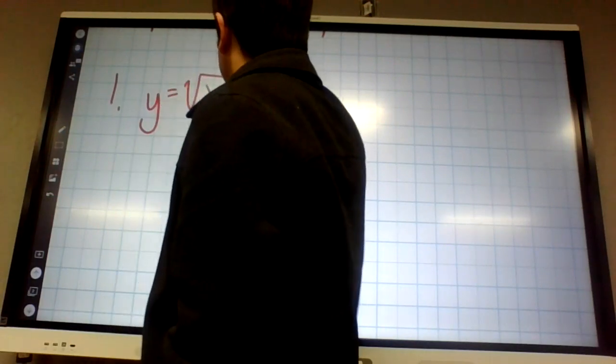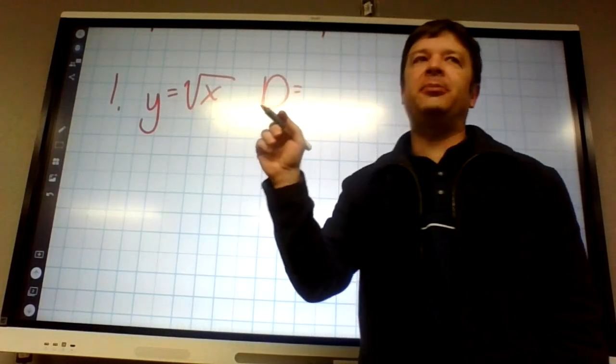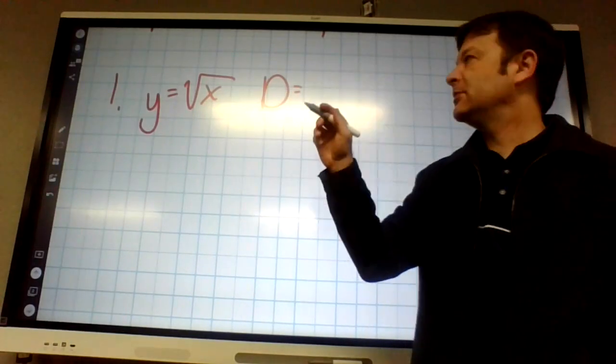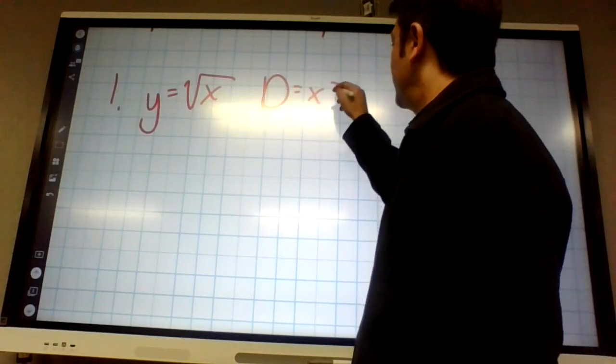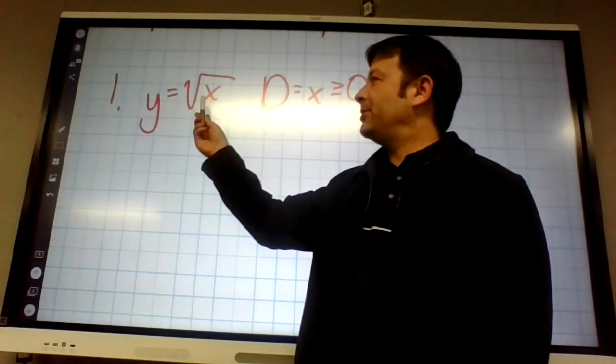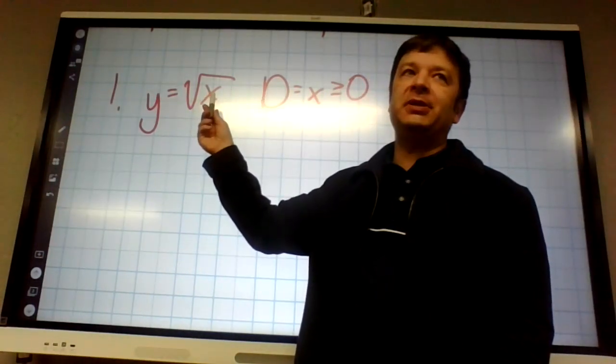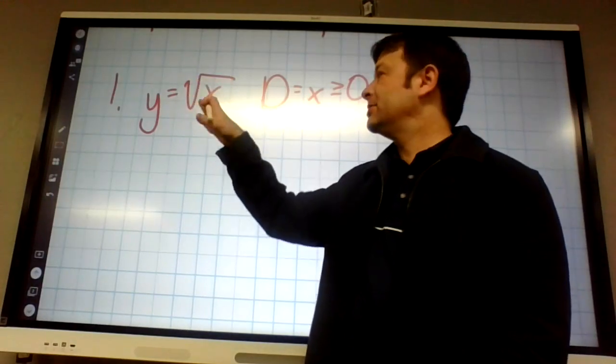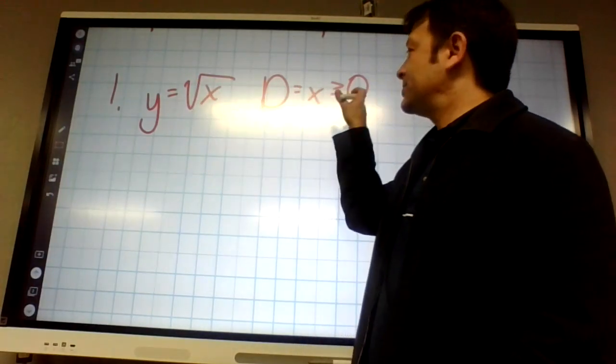Number 9 is just what's the domain. So what did we just say the domain was for that? X is greater than or equal to 0, because under the radical, it has to be 0 or positive, right? So that's why the x's have to be 0 or positive.